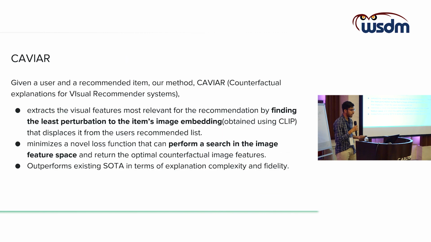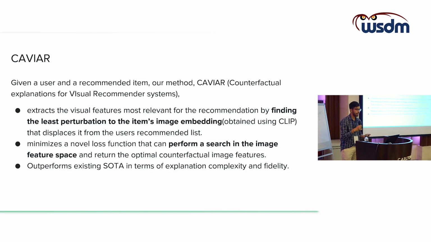I'll go over our method in brief. CAVIAR, or counterfactual explanations for visual recommender systems, extracts the visual features most relevant for the recommendation by finding the least perturbation to the item's image embedding. The item image embedding is basically what we obtain using a pre-trained deep CNN model. Let's say it's AlexNet, which has been pre-trained on ImageNet. We get the item image embedding using that, and we perturb it.